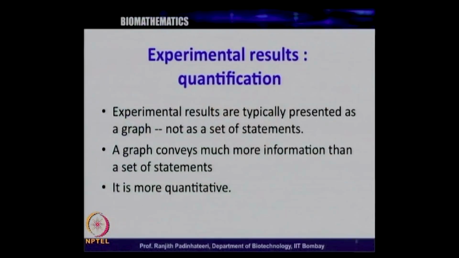As a result of the experiment, at the end of the experiment you make some table. At a particular concentration, you have this value. At some other concentration, you have some other value. So you vary concentration in intervals of 0.1 micromolar, and you get some results. So essentially, you get a table at the end of each experiment, and you plot this table as a graph. Basically, experimental results are typically presented as a graph and not a set of statements.